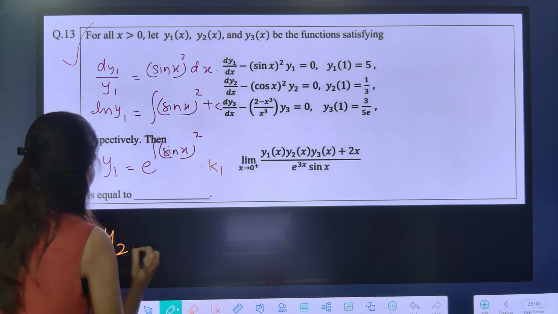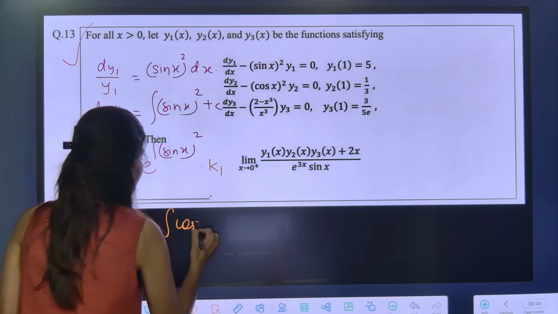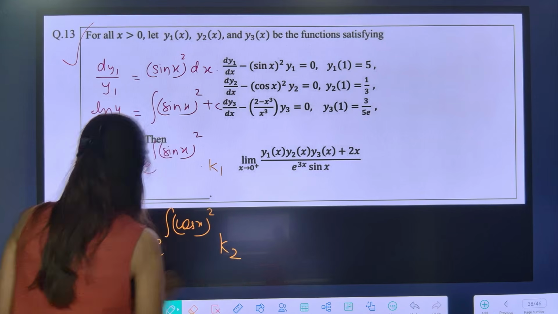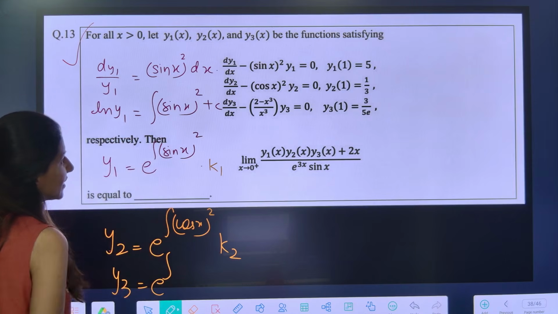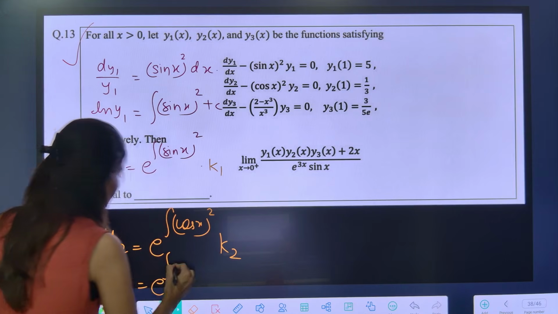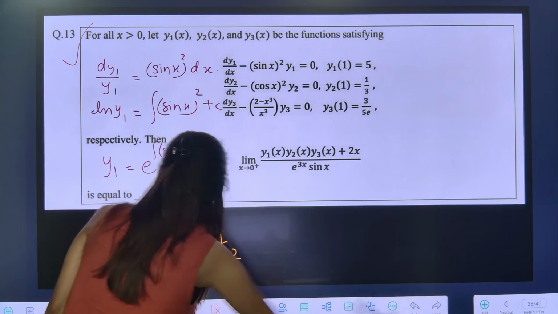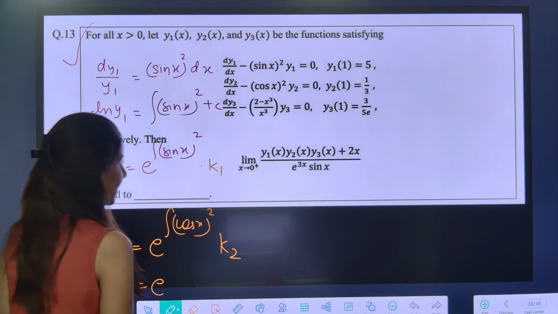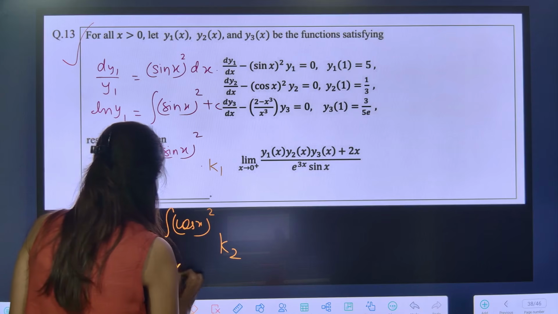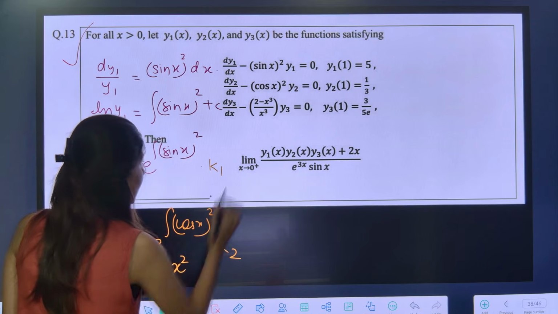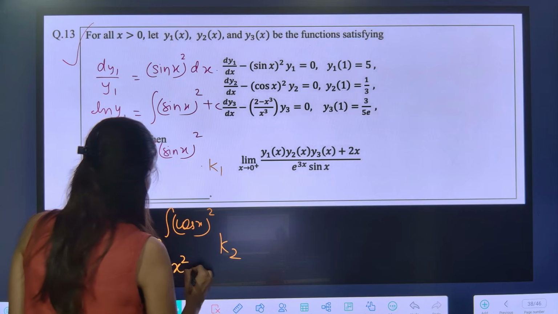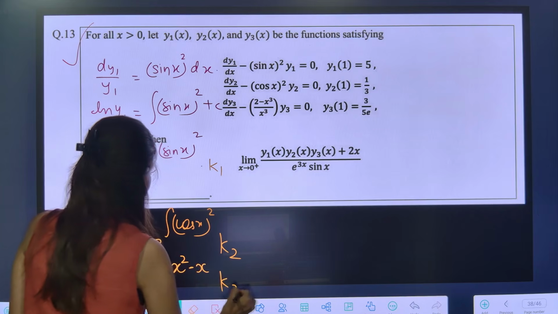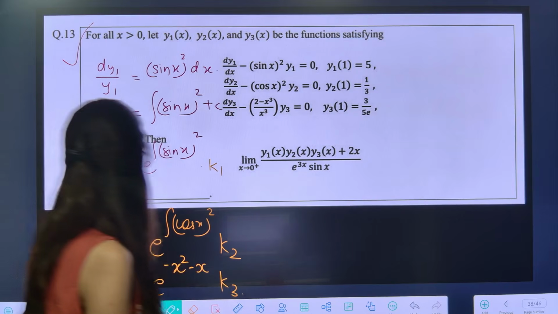Similarly, y2 will be what? E power integration of cos x whole square, k2. And y3 will be e power integration of, now this 2 by x cube integration will be what? Directly let's integrate. Okay, 2 by x cube integration will be minus x square. And integration of 1 will be what? So this is x. Okay, k3. So this is how it is.